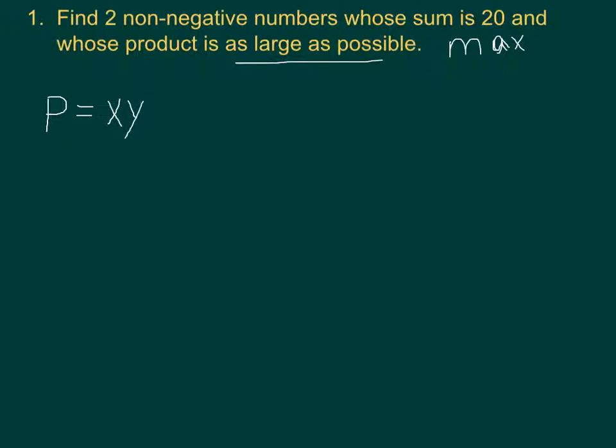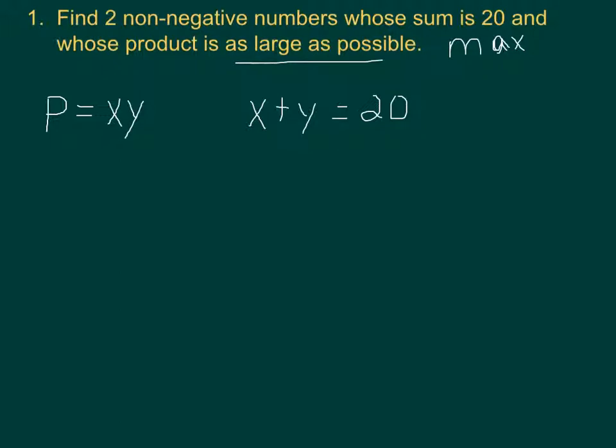So I'm going to let X stand for one of the numbers and Y stand for the other number. It's possible that they're the same numbers. It's possible that they're different numbers. All we know is that they need to be non-negative. So right now we're just going to let X and Y stand for those two numbers. We also know that X plus Y has to equal 20. That's all the information we've been given. So we have two equations.